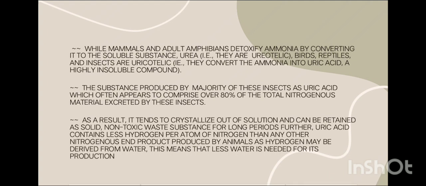The substance produced by the majority of insects is uric acid. Of the nitrogenous material, about 80% is uric acid. Uric acid can be crystallized out easily and retained as a solid, non-toxic waste substance, so it is important to remove the waste as uric acid.